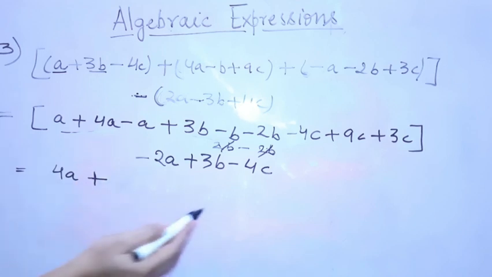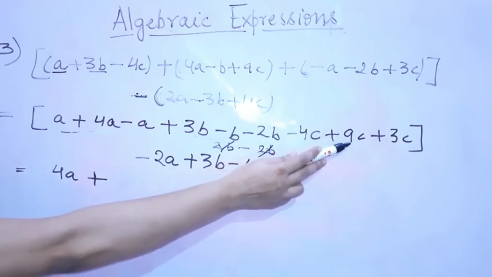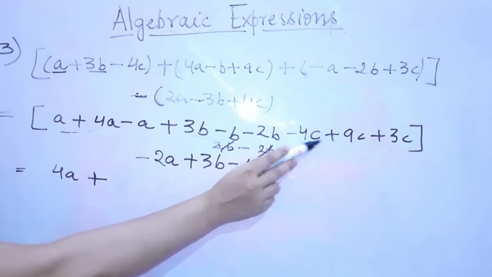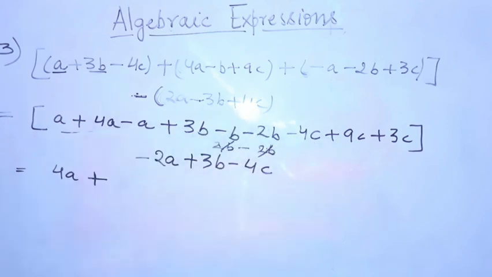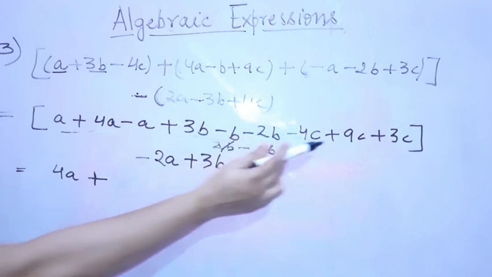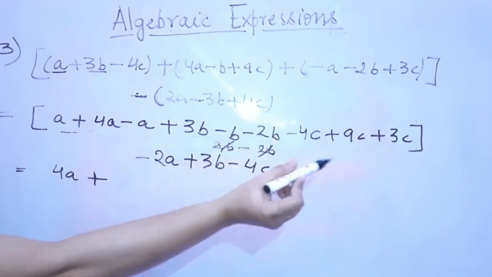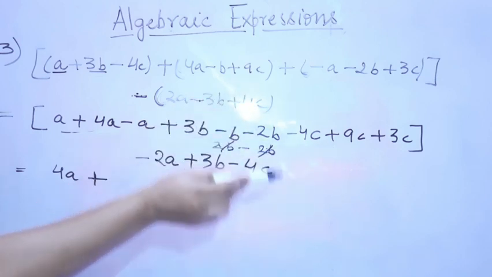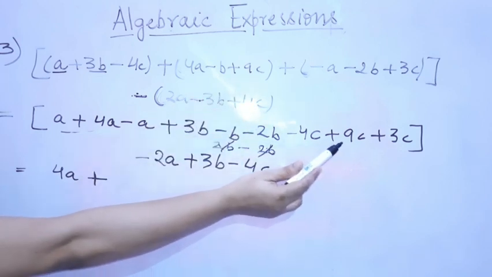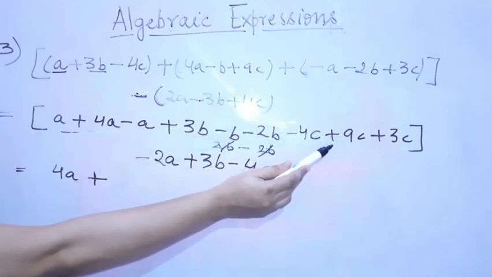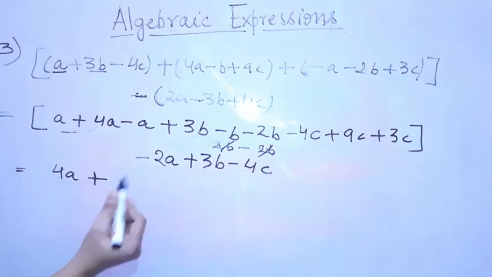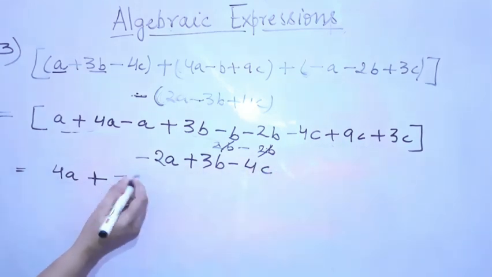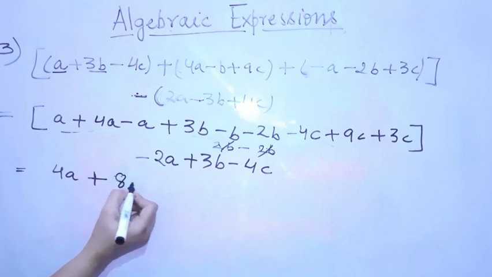So now coming to the c part, minus 4c plus 9c. So plus minus minus and sign of the greatest number. So 9 minus 4 is 5. So here it will be 5c. Why plus 5c? Because 9 is the greatest number and it is having a positive sign. So plus 5c plus 3c. So here it will be 8c because 5 plus 3 is 8.